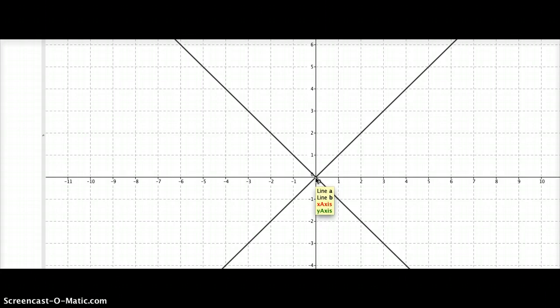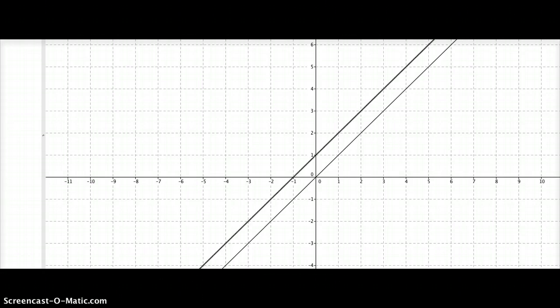Now there's two other cases though. Now you could have two lines that don't intersect at all. So let's get rid of this line, and let's put a parallel line, y equals x plus 1. So it's also the same slope, but now it has a y-intercept of 1. So now these two lines don't intersect at all.